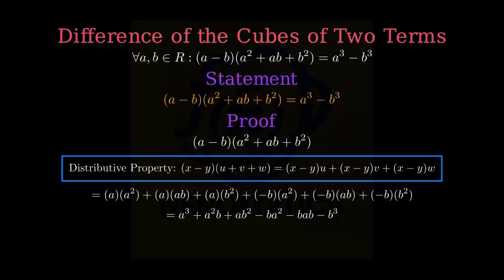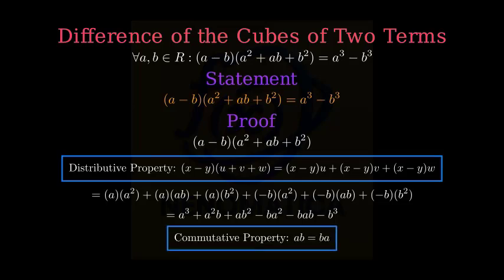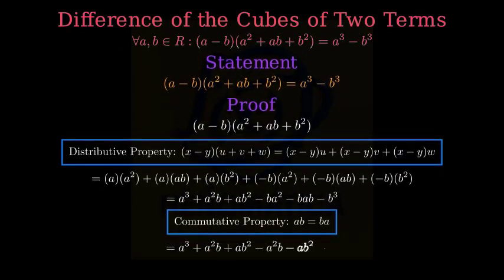Since multiplication is commutative, we can simplify further. This means that a squared b is the same as ba squared, and ab squared is the same as bab. So our expression becomes a cubed plus a squared b plus ab squared minus a squared b minus ab squared minus b cubed. Now let's group like terms.